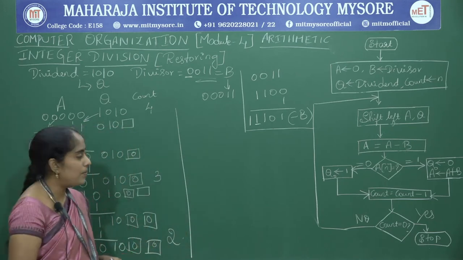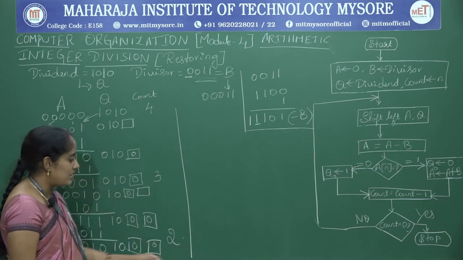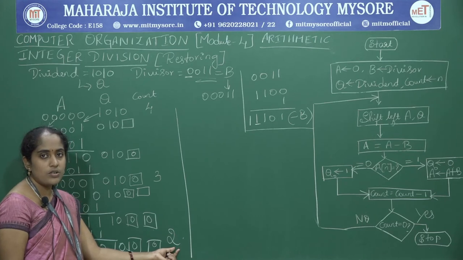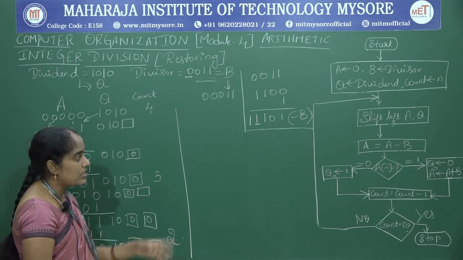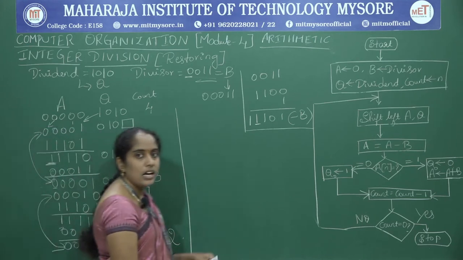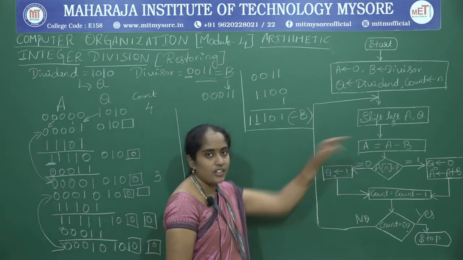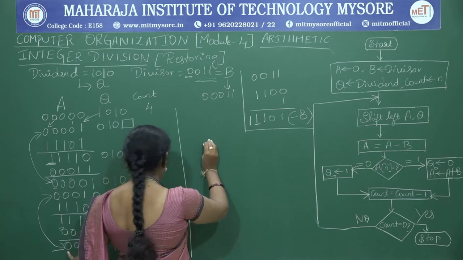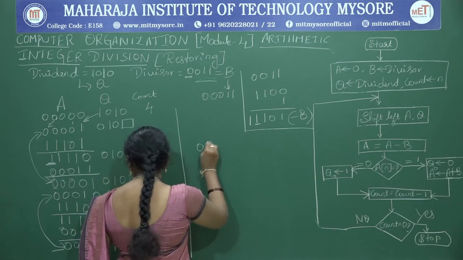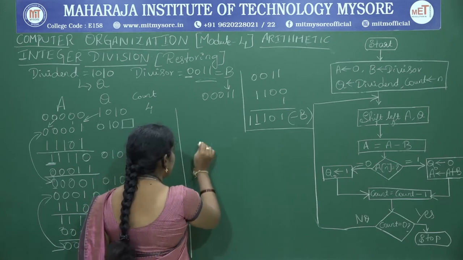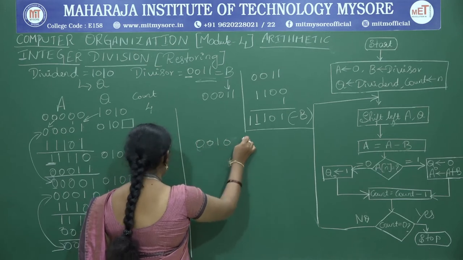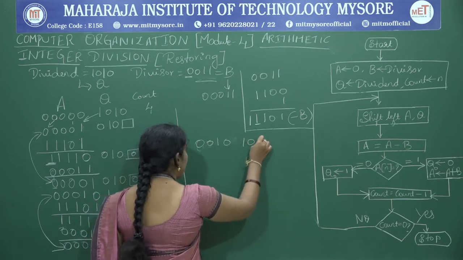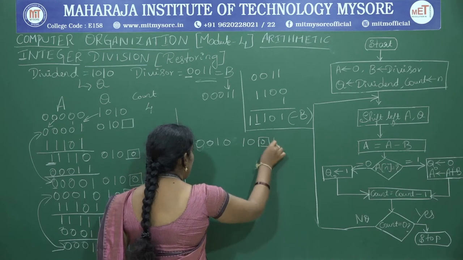Okay. So next, after this, count is not equal to 0, then go back to step 3. It is shift left. So in that case, here it is 0, 0, 1, 0, 1, 0, 0.